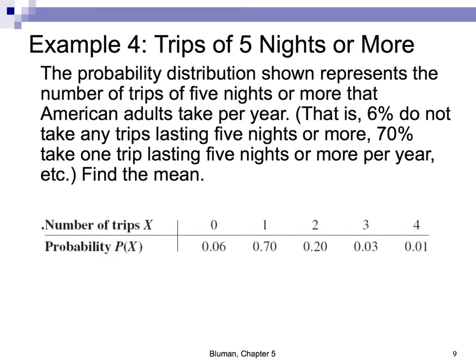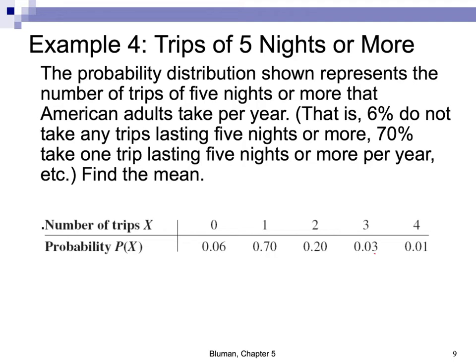So example number 4 says the trips of 5 nights or more. The probability distribution shown represents the number of trips of 5 nights or more that American adults take per year. That is, 6% do not take any trips lasting 5 nights or more, 70% take 1 trip lasting 5 nights or more per year, etc. So that's what they're showing here: the number of 5-night trips, 0, 1, 2, 3, 4, and the percent of each one.